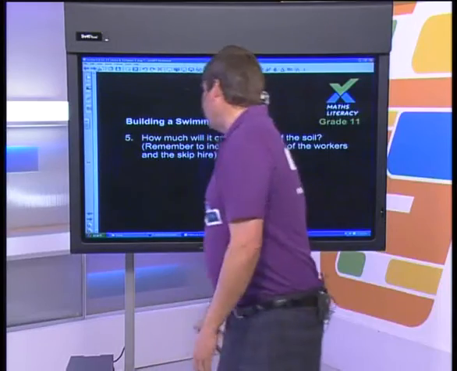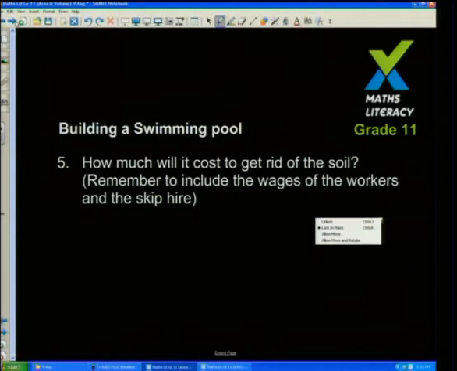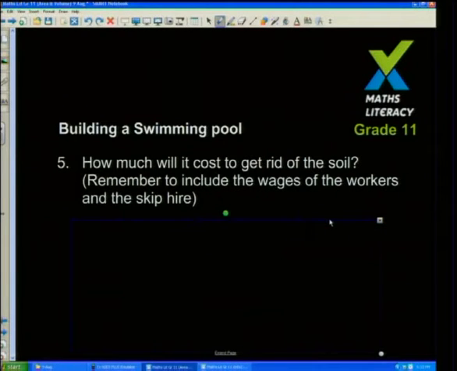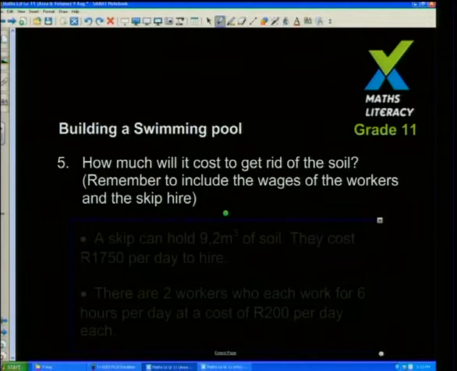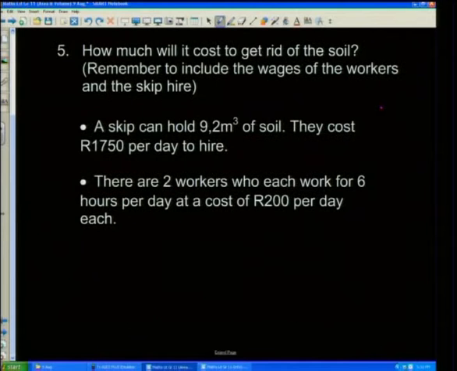Okay, next one. How much will it cost to get rid of the soil? Remember to include the wages of the workers and the skip hire. Okay, so what we're going to do is try and find out all the information we possibly can. So a skip can hold 9.2 meter cubed of soil, and they cost 1,750 per day to hire.